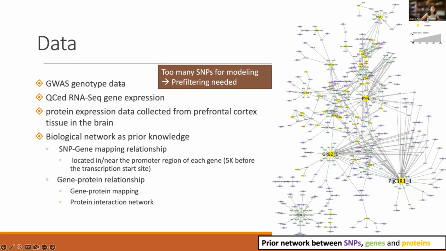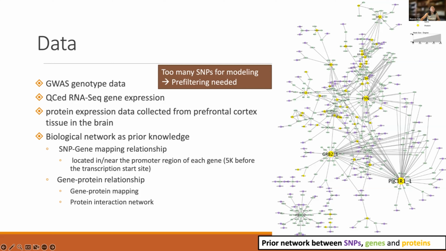Now we look at all the data we have. We have the genotype data, the gene expression data, the protein expression data, and also the biological network as prior knowledge. For SNPs and genes, we identify the SNPs located in or near the promoter region of each gene, which is 5K base pairs upstream of the gene. And for the gene-protein relationship, that mostly comes from the Reactome network, which is a protein interaction database.